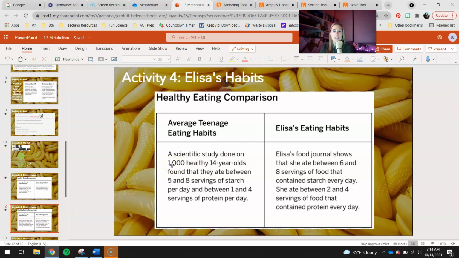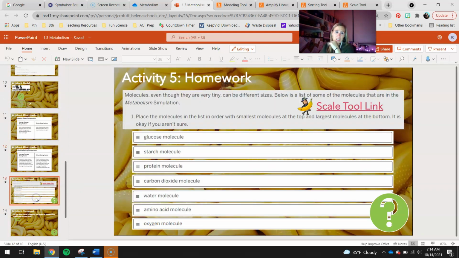Okay. Average teenage eating habits: a scientific study done on 1,000 healthy 14-year-olds found that they ate between 5 and 8 servings of starch per day and between 1 and 4 servings of protein a day. We found out from Elisa's eating journal that she ate between 6 and 8 servings of food that contained starch every day and 2 to 4 servings of food that contained protein every day. So do you think she is getting enough starch and enough protein? Think about that one.